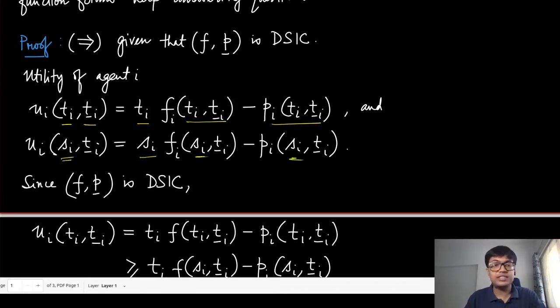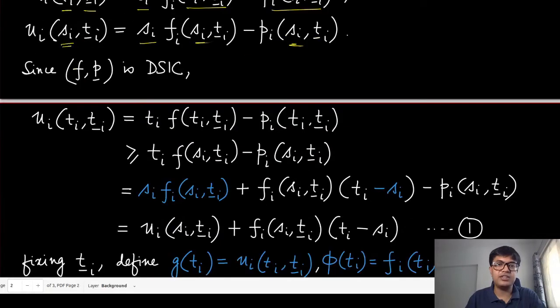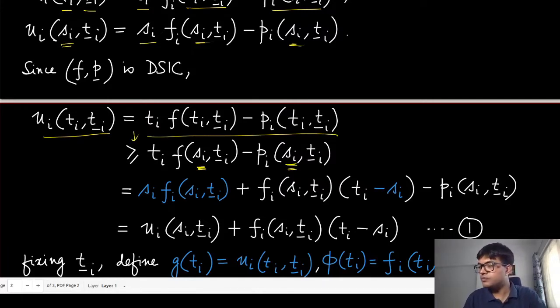Now, since this f comma p is DSIC, a certain property will be satisfied. It is going to be at least, so we can write this utility, which is nothing but this one, when this agent is misreporting its type to Si. This inequality should get satisfied. Now, we can actually add and subtract one quantity, which is this fi(si, t minus i).